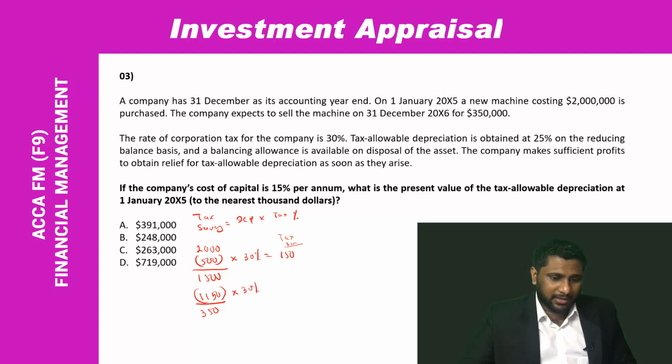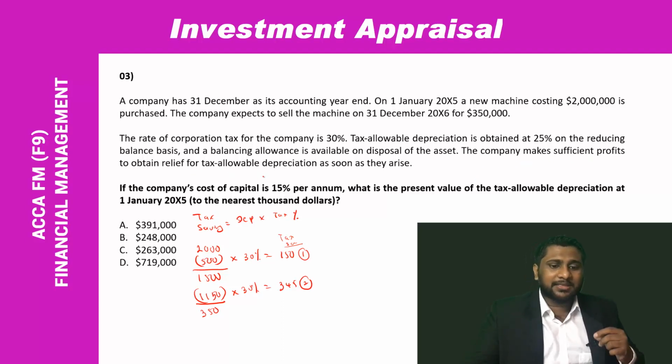So here for that one, 30% means how much is that? 345. So this is the tax saving that you are getting for year one, and this is the tax saving that you are getting for year two. And realization period also same. This 150 will be year one, 345 will be year two, because they are telling the company makes sufficient profit to obtain tax relief for tax allowable depreciation as soon as they arise. So it will be realized in the same year.